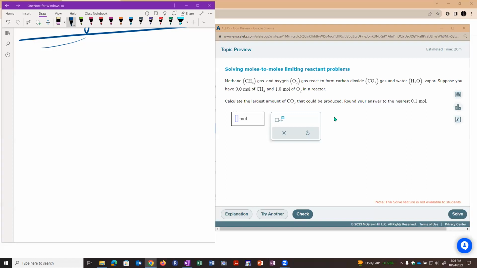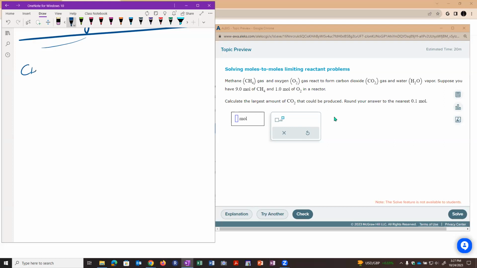All right, so in this question, we're looking at applying some of the same limiting reactant principles to stoichiometry. So it's solving moles to moles limiting reactant problems. And again, just like with the first couple of questions, having a balanced chemical equation is going to be your most important starting point. So it says methane, it gives you the formula gas and oxygen gas react to produce carbon dioxide gas and water vapor. So let's write that reaction.